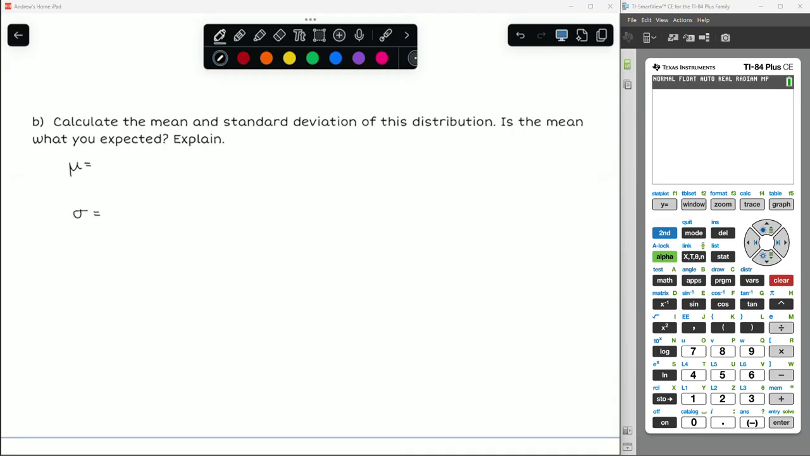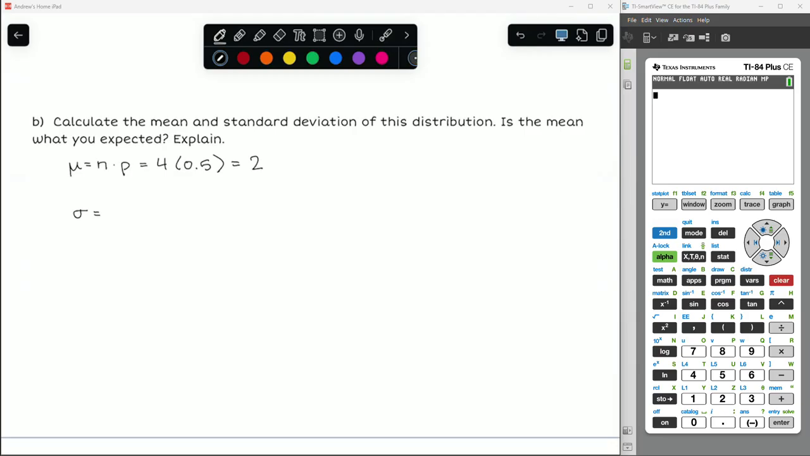For the mean, we know the mean is the number of trials times the probability of success. So 4 trials times 0.5, which I happen to know is 2. What that means is if I flip 4 coins and I keep track of the number of heads, and I do this over and over and over again, the average number of heads I expect to see out of 4 coin flips is 2.